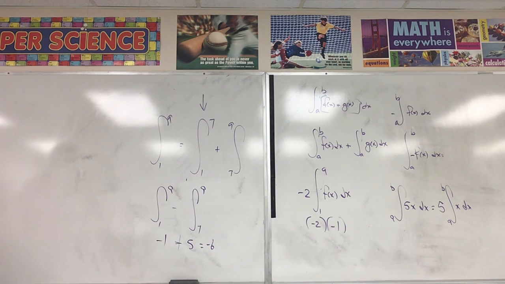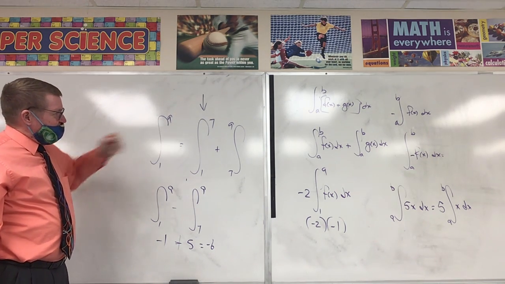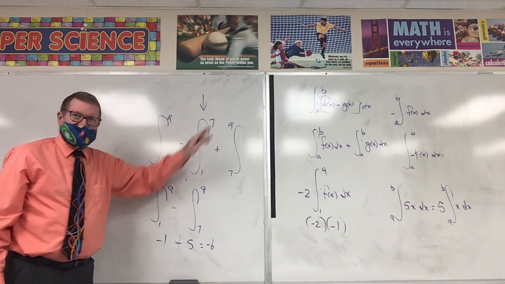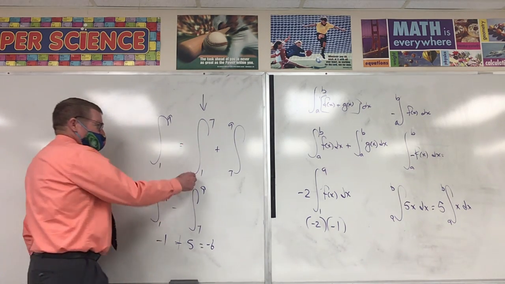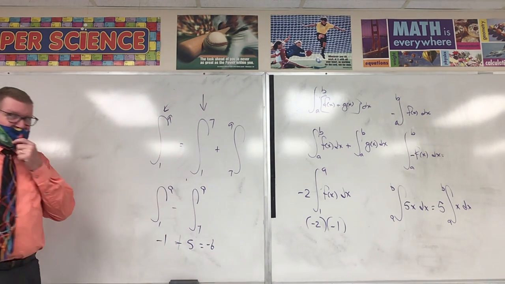So again, we're taking our basic math concepts and applying them to our integral concepts. Everybody see what we did here? We just pieced it together, 1 to 9. They connect like a puzzle, 1 to 7, 7 to 9. There's no gaps in between. I'm looking for this one, so I take this over here and subtract it, and I get my new number.